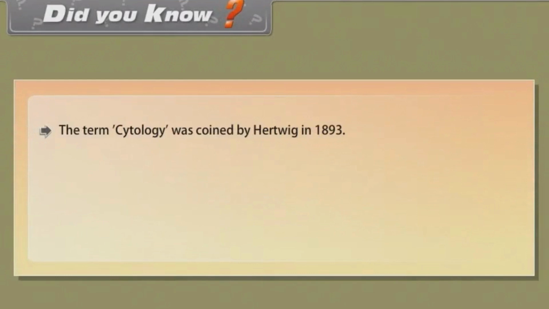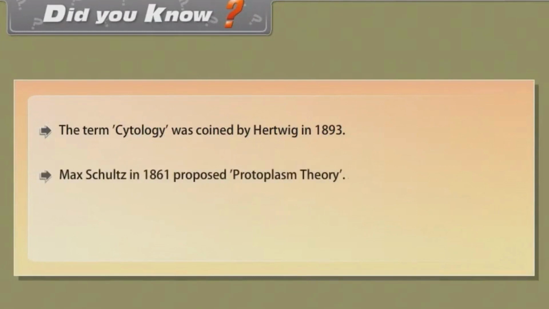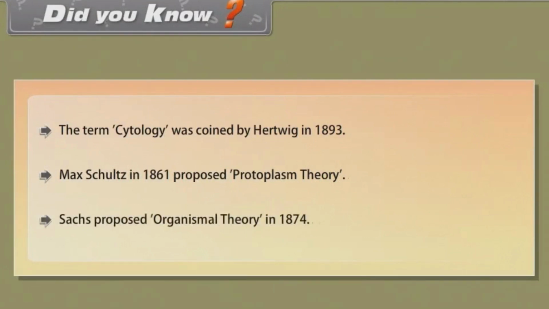Did you know the term cytology was coined by Hertwig in 1893? Max Schultze in 1861 proposed the protoplasm theory. Sachs proposed the organismal theory in 1874.